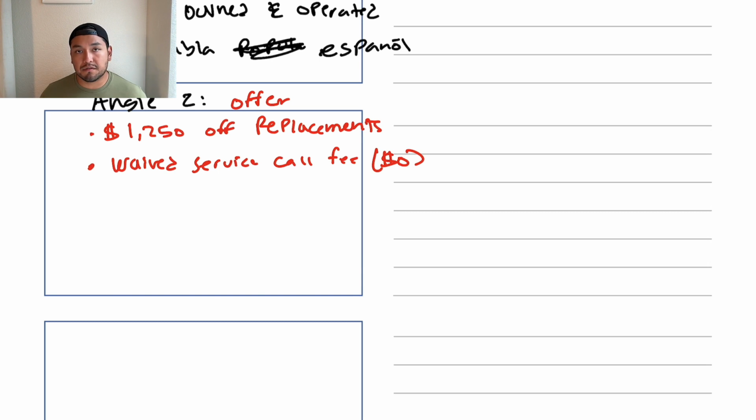Hey, we're not charging for this service call fee to come out and see what's wrong. We're waiving that for this ad. That's something that you can put in a headline. Again, this is the offer angle.